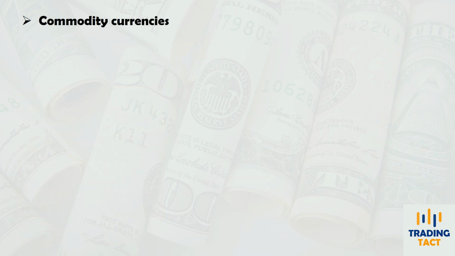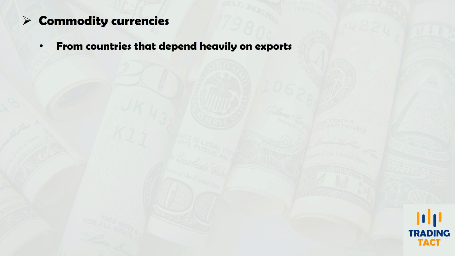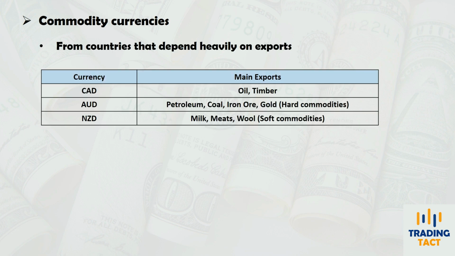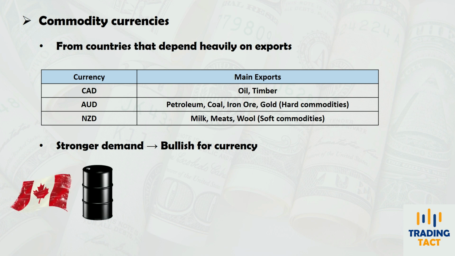Next up are the commodity currencies. These are currencies from countries that depend heavily on commodity exports. There are 3 main commodity currencies: the Canadian dollar, the Aussie, and the Kiwi dollar. These countries are huge exporters of the following products. Stronger demand for these commodities is bullish for the currency. Let's take the Canadian dollar for example.